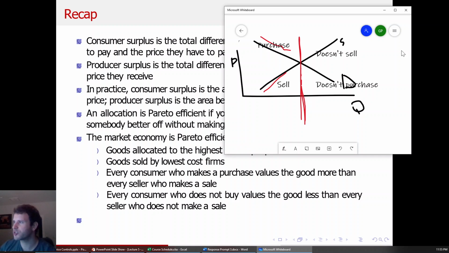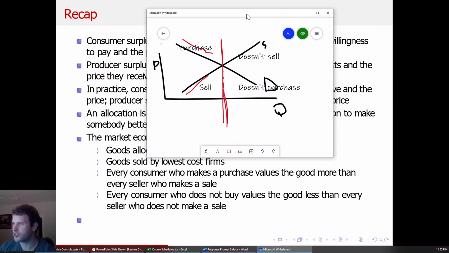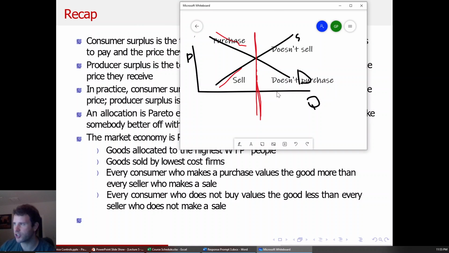So that's why the market is Pareto efficient. It's productively efficient in the sense that the sellers who sell are the lowest cost sellers. It's allocatively efficient in the sense that everybody who purchases values the good more than the sellers, and everybody who doesn't purchase values the good less than the people who don't sell, and that only those who have the highest willingness to pay purchase.